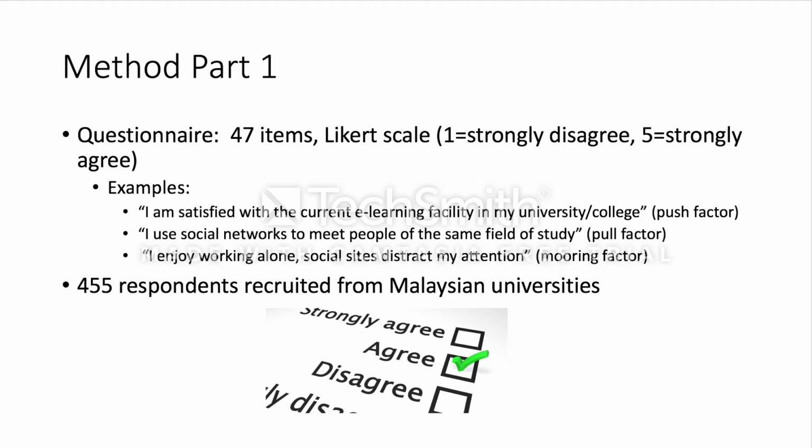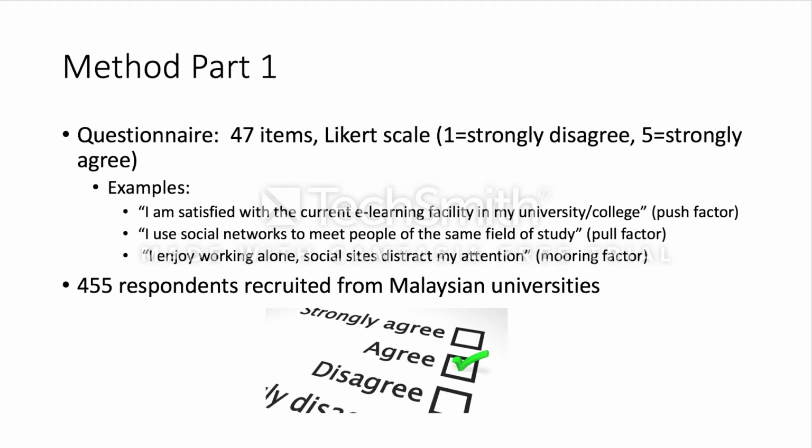The questionnaire that was developed was 47 items. Every item was assessed on a Likert scale, so 1 meaning strongly disagree and 5 meaning strongly agree. And each of the items assessed one of the factors that were identified on the previous slide. Examples of statements on the questionnaire included, "I am satisfied with the current e-learning facility in my university/college." And this would be an example of one assessing a push factor. So if students respond that they're dissatisfied, that might be something that might push them to turn to social networking sites for added academic benefits.